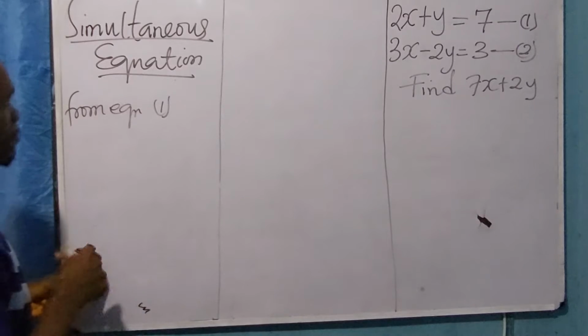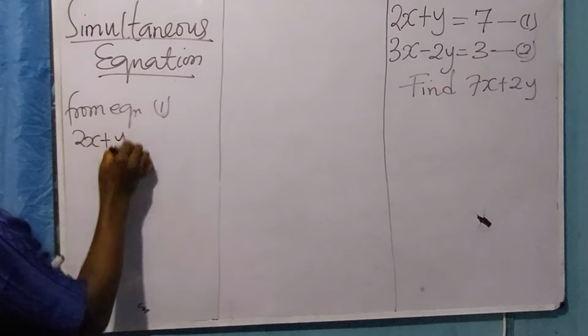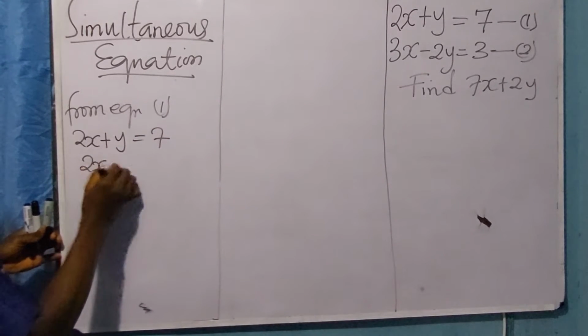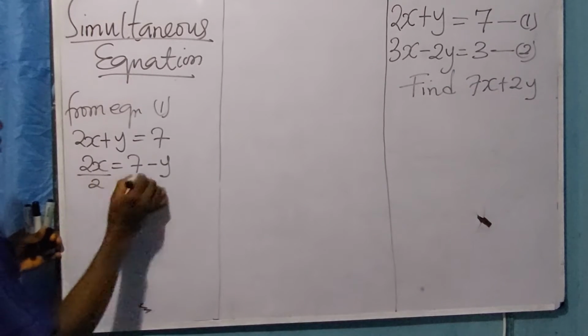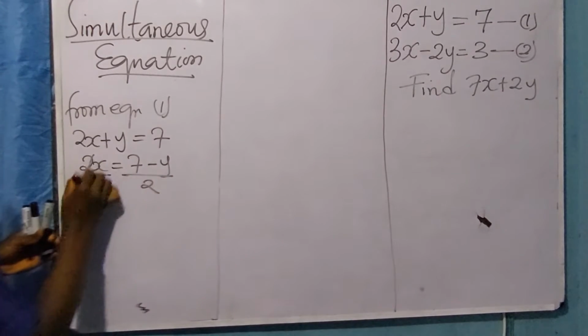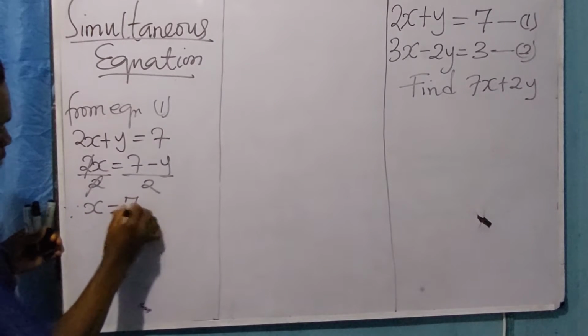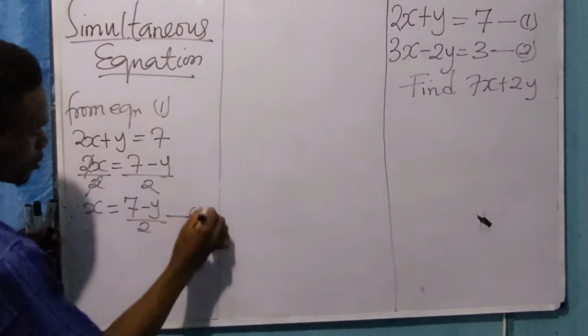you have equation 1 as 2x plus y equals 7. It's crossing, becomes 2x equals 7 minus y. Divide both sides by 2. Therefore, x equals 7 minus y over 2. This is equation 3.